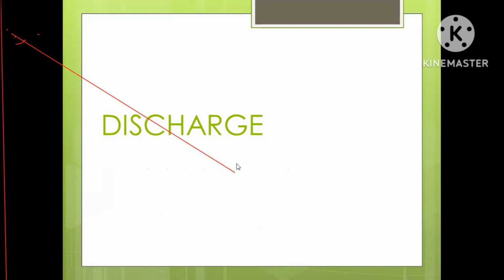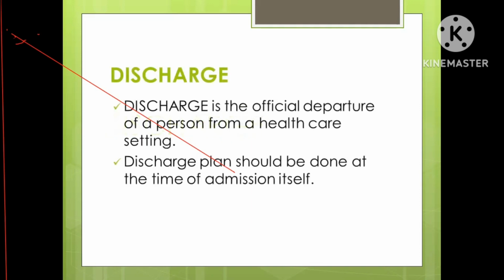The next one is discharge. So we learned about admission, and the third part is discharge. What is discharge? Discharge is the official departure of a person from a healthcare setting. That is, if the patient is admitted to the hospital, after getting the necessary treatments, and once the patient gets cured, the doctor will order for discharge, that the patient can go home. That is the meaning of discharge. This is the official departure of a person from a healthcare setting.